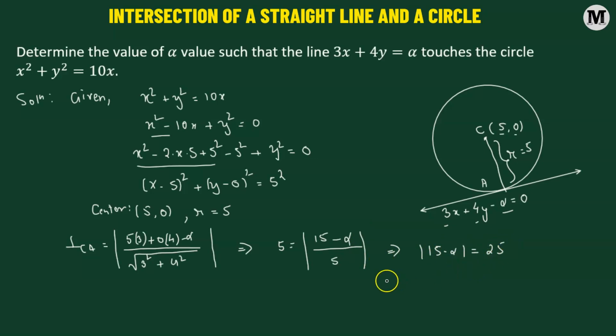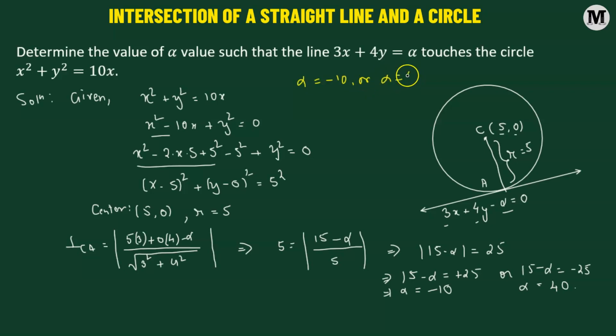This is immediately going to give us two values. We can have either 15 minus alpha equals positive 25, or 15 minus alpha equals negative 25, which means that alpha comes out to be 15 minus 25, so that's negative 10, or alpha equals 15 plus 25, so that's positive 40. So there are two possible values of alpha. So alpha could be either negative 10 or alpha could be equal to 40.